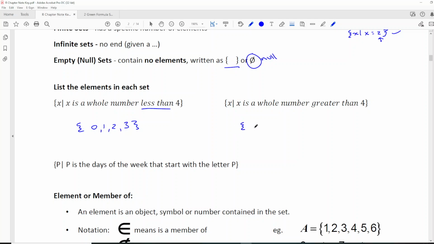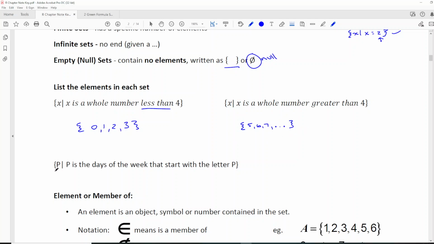So what are the set of numbers that are whole that are greater than 4? Well, we can't do 4 because that'd be greater than or equal to 4. So let's start at 5, and then 6, and then 7, and then dot, dot, dot. There is no end. Whole numbers go up forever. They just can't go down forever. So this first one would be an example of a finite set. This second one would be an example of an infinite set.